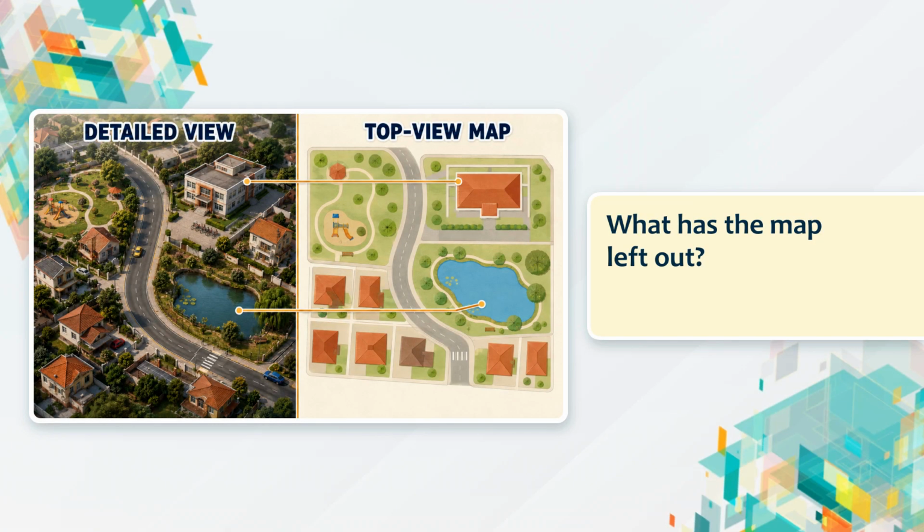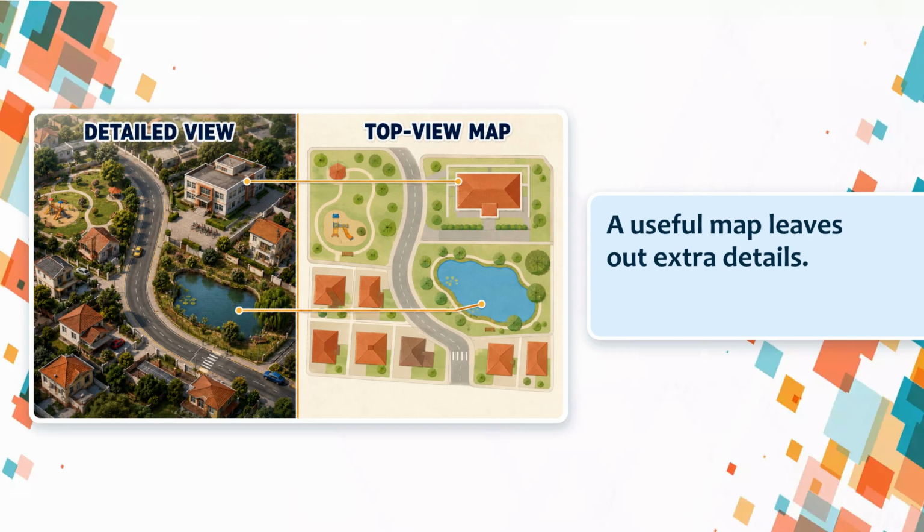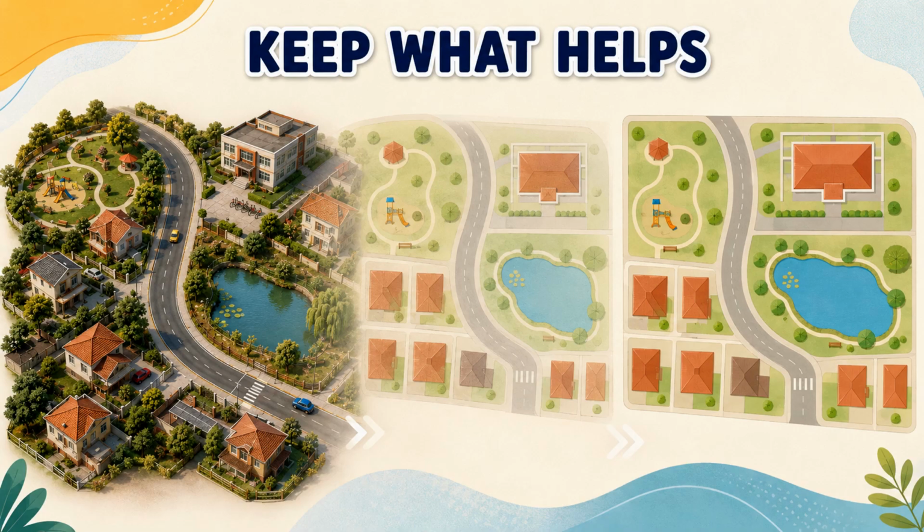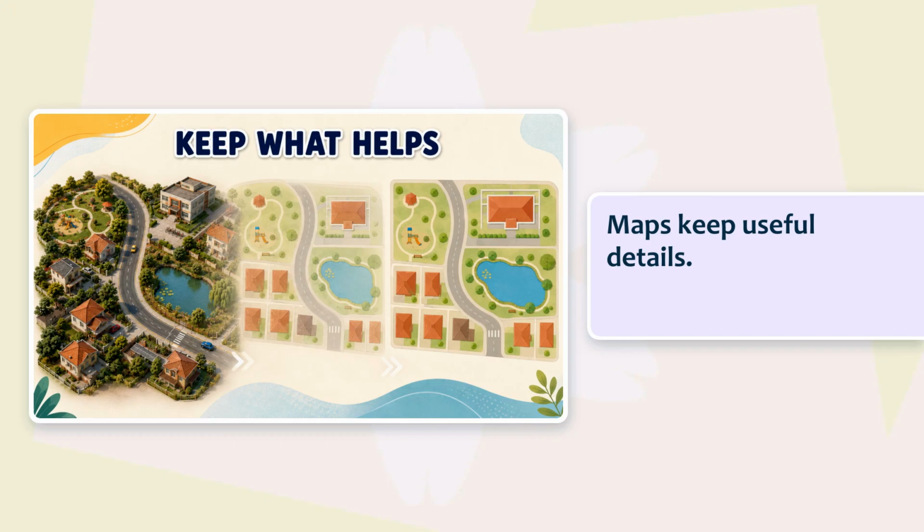Compare the 2 views closely. What has the map left out? The clearest difference is this. A useful map leaves out extra details. The map keeps the road, school, pond, and other information that helps us use the place. If a map copied every tiny detail, important places would be hard to find. By leaving out what is not needed and keeping relationships such as the school beside the road, the map makes positions easier to compare. Focus on the details a map keeps.